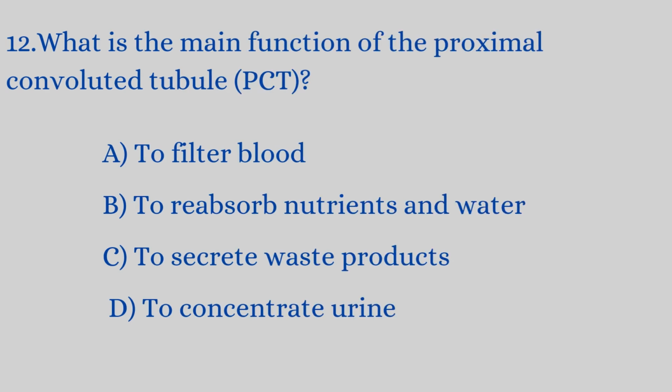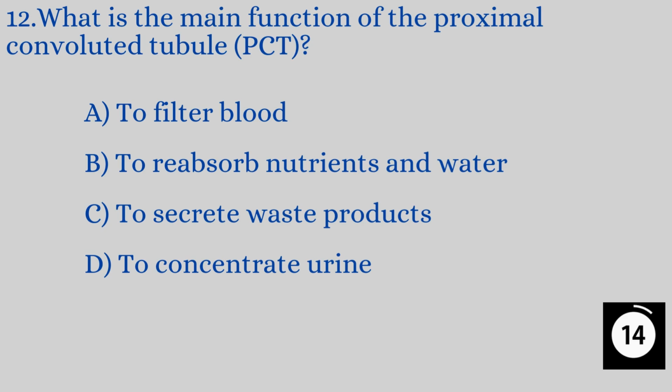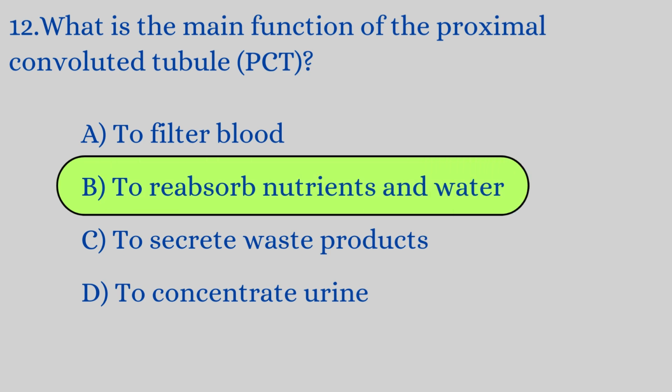12. What is the main function of the proximal convoluted tubule, PCT? A. To filter blood. B. To reabsorb nutrients and water. C. To secrete waste products. D. To concentrate urine. The answer is B. To reabsorb nutrients and water.